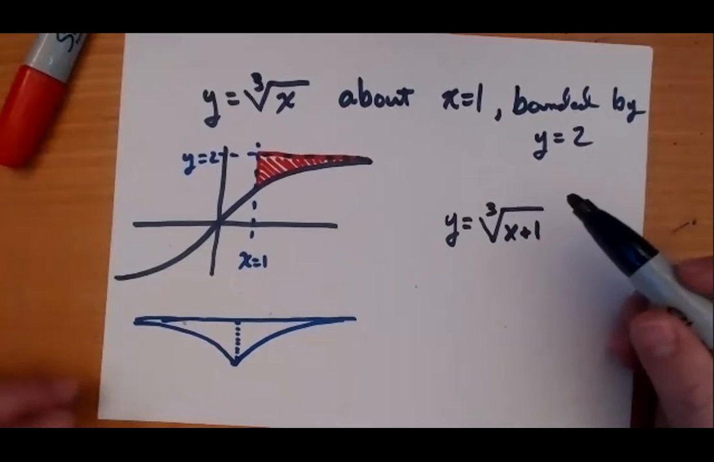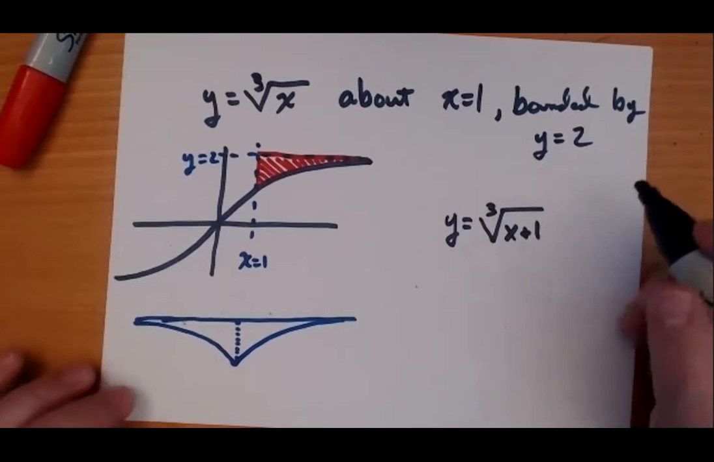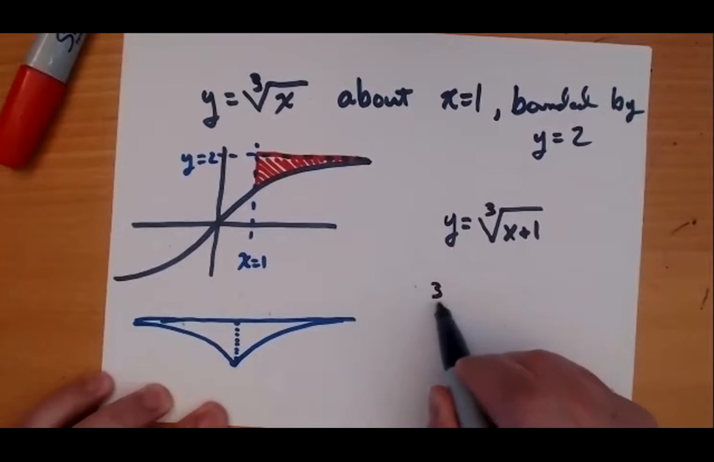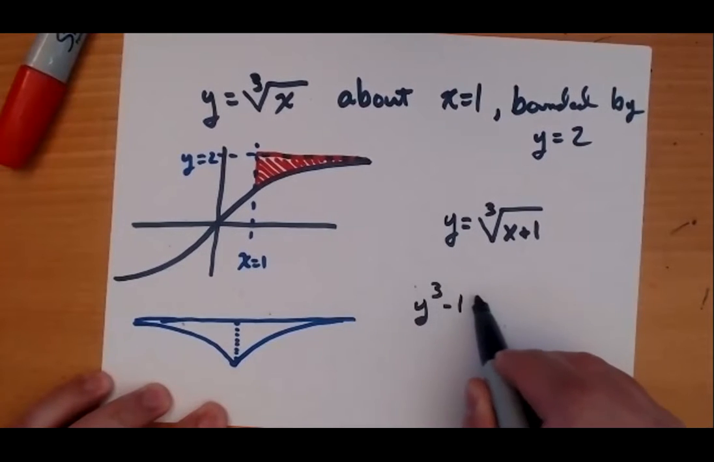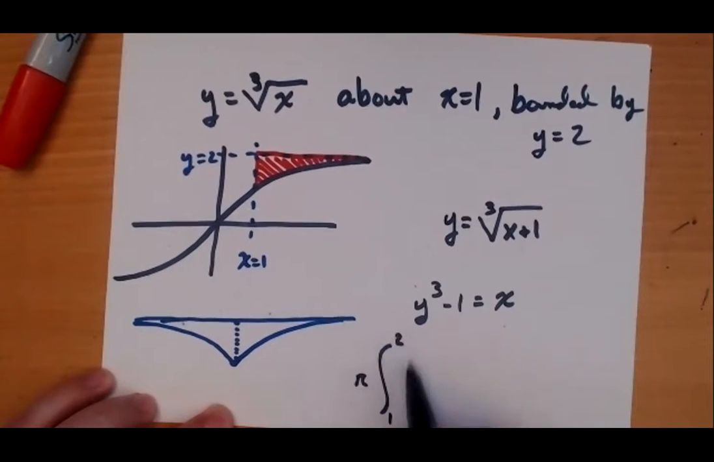However, do we write our integral right now? No. What do we have to do before we can write our integral? You have to solve in terms of y. Yes, it has to be in terms of y. So y cubed minus 1 is equal to x. And that's going to be my integral. And my y values are from what to what? What are my bounds? Yes, 1 to 2. Good.